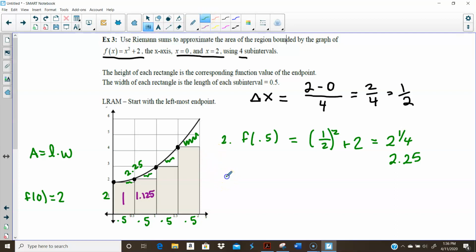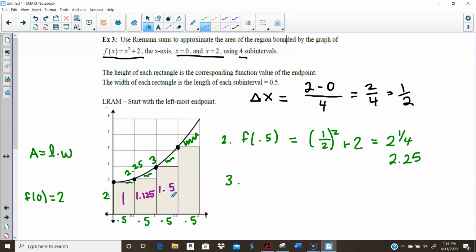All right, let's look at the third rectangle. Again, we know the width, it's 1/2, but what's the height? We can tell the height just by looking at the graph here. You can see the height is 3. If you wanted to check it, then you would find f of 1. So 1 squared plus 2 is equal to 3. So 3 times 0.5 is 1.5. So this rectangle has an area of 1.5.